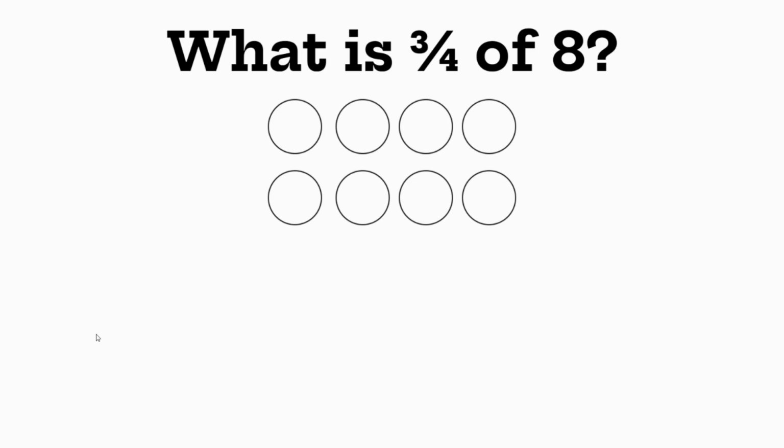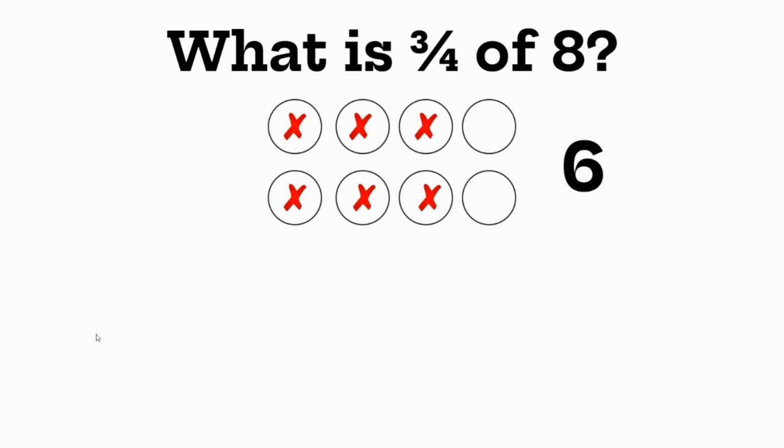And now out of each group of 4, I'm going to circle or highlight. What I'm actually going to do in the video is I'm going to put X's in them. But in each group of 4, I'm going to mark 3 of the circles. So there's 3 out of 4 there. There's 3 out of 4 there. So how many circles got X's? 6. So that's our answer.